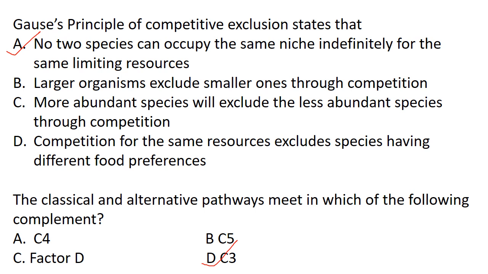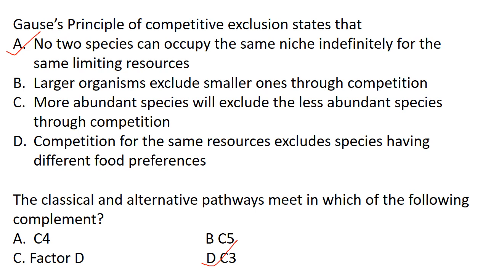In option C also you may get confused because it is a more abundant species. It doesn't tell anything about the abundance of the species. It just says that the superior species will exclude the inferior species through competition.